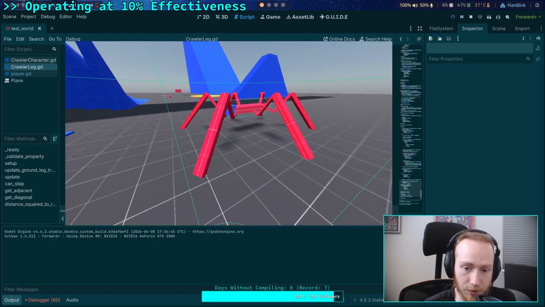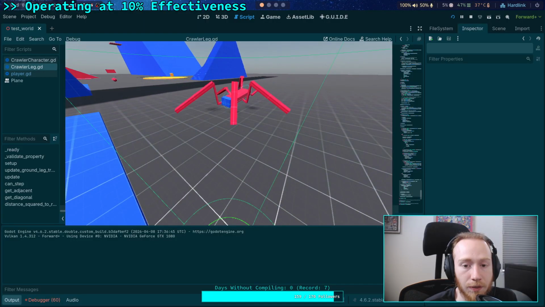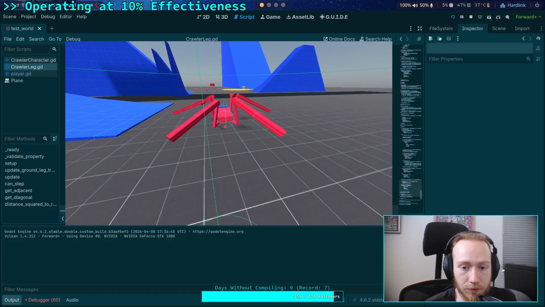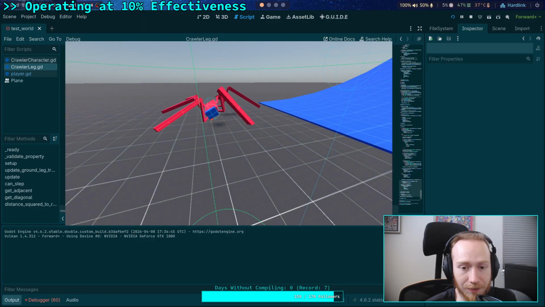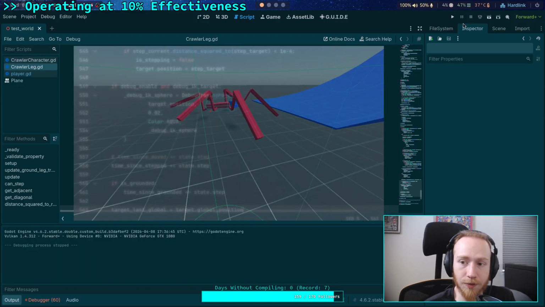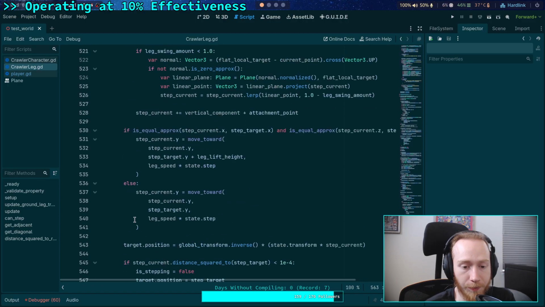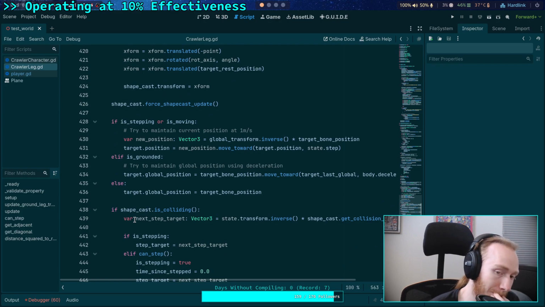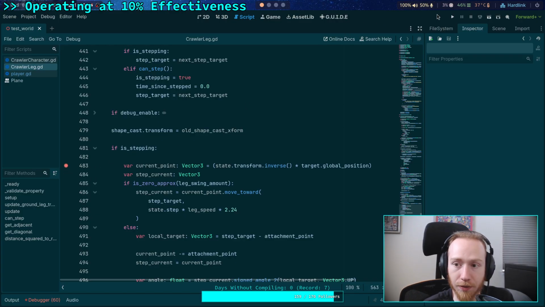All right, now that looks good. Okay, the legs didn't sink into the ground. Okay, interesting. So strange. All right. Well, now I'll see what's happening here.